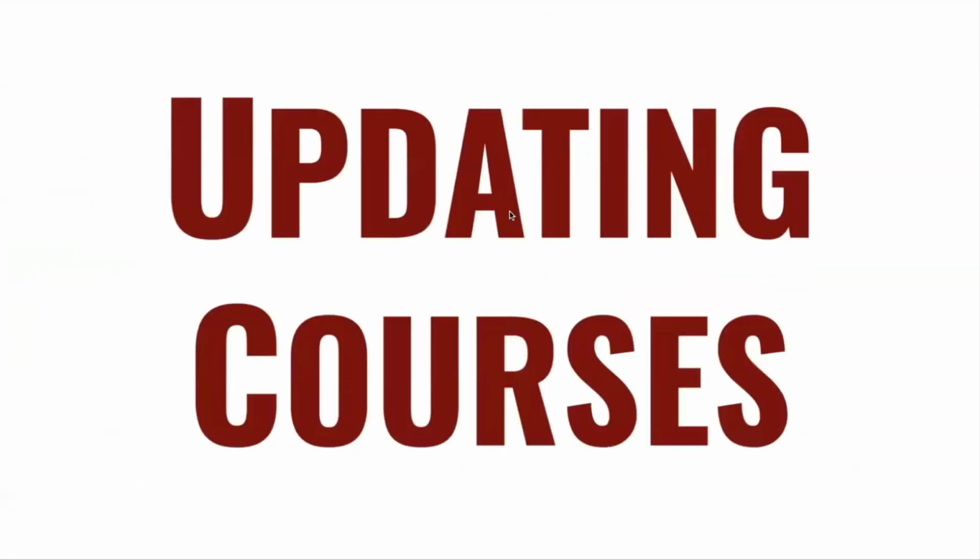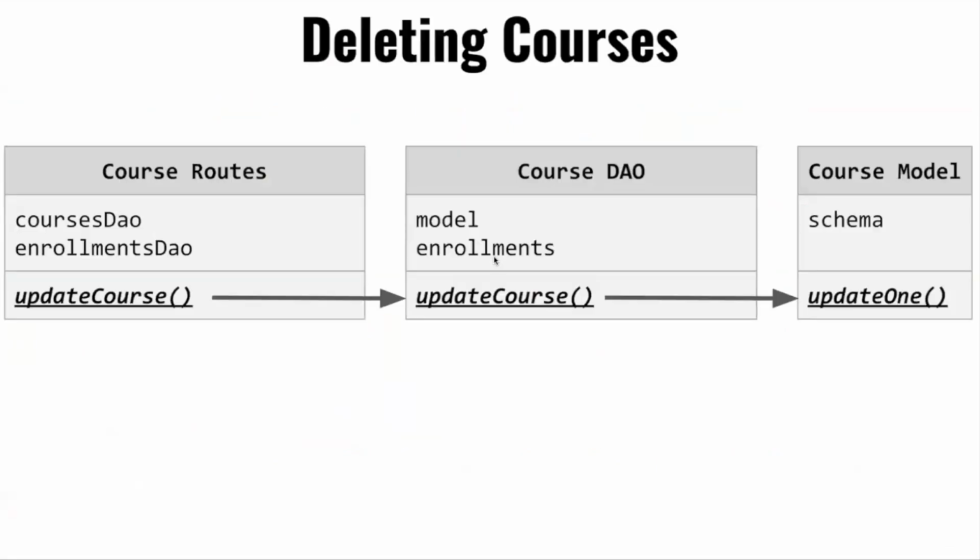Okay, how about updating courses? So updating courses, we're going to be using update one, where it takes two arguments: the ID of the course that we want to update, and then all the changes, whether we change the name of the course or the description of the course and whatnot. Okay.